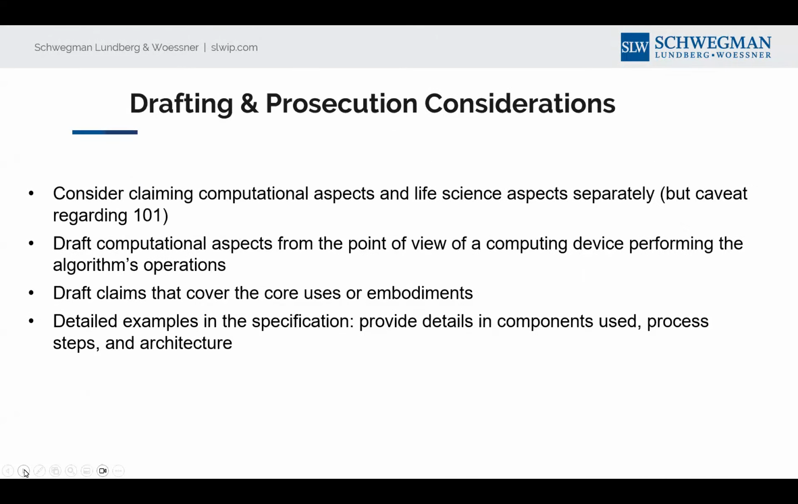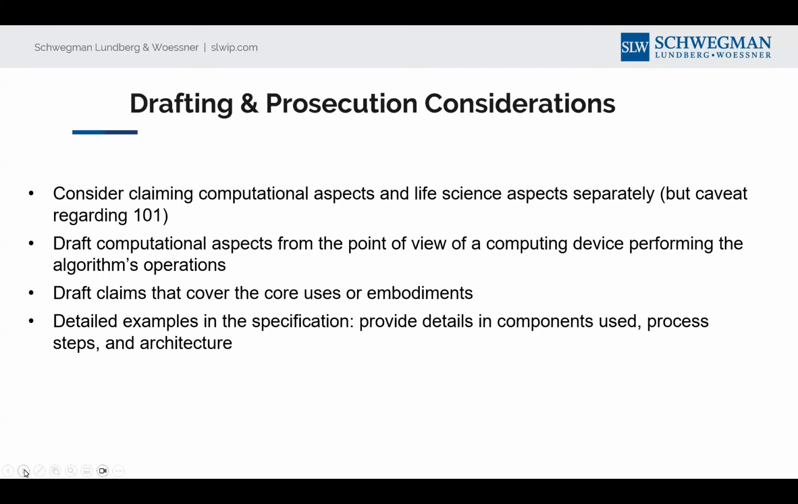Next slide, please. So, just a couple of drafting and prosecution guidelines or considerations that I've learned over the years. As I mentioned, claim computational aspects and life science aspects separately, letting them have their own patent journey, so to speak. But it can be helpful to include some parts of the life science in the computational claims if you feel you really need it to help overcome the 101 rejection.